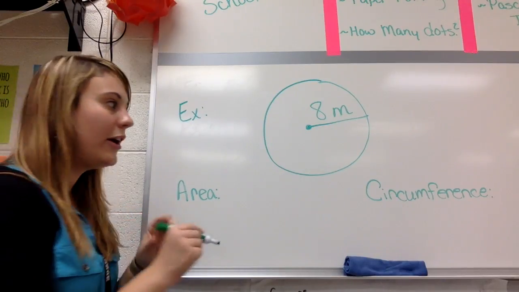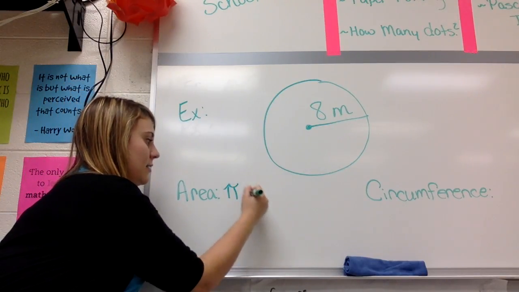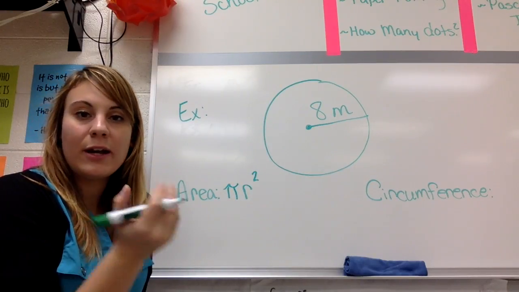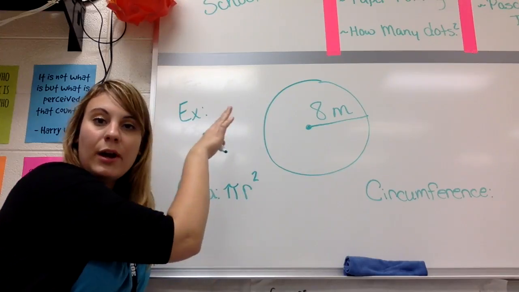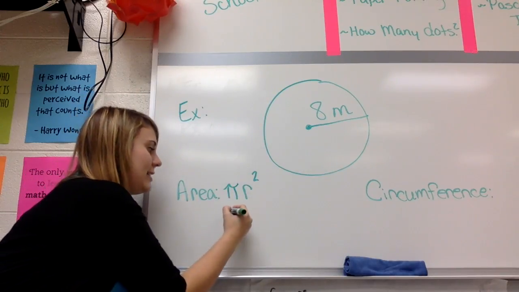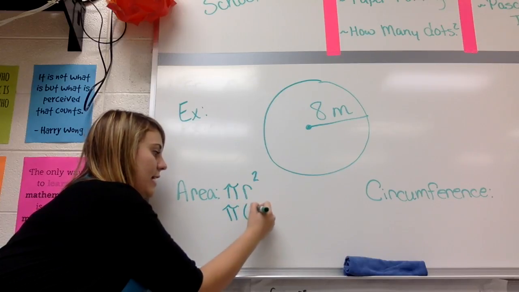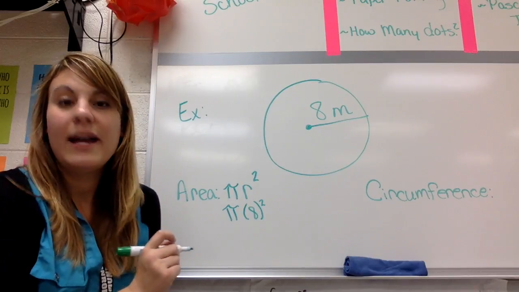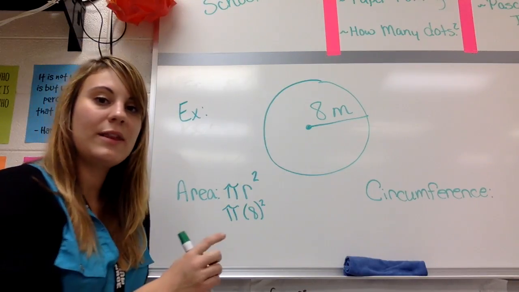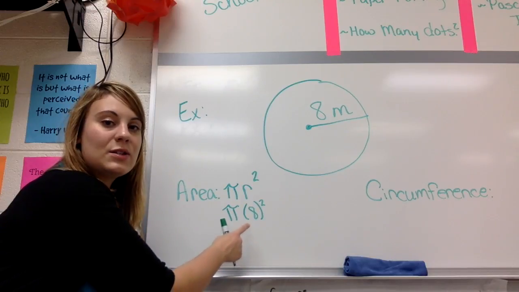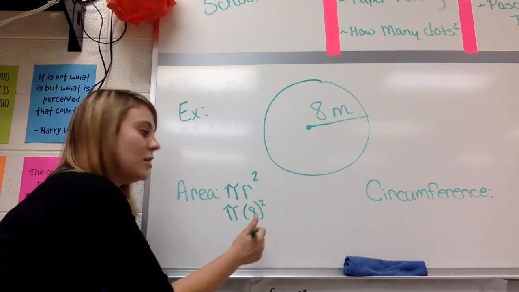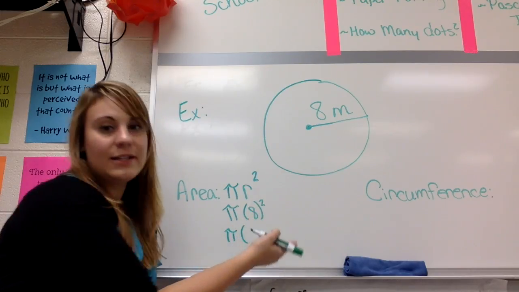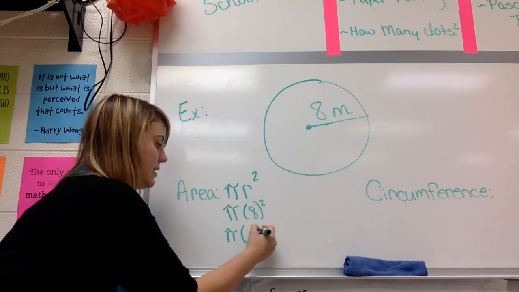All right, so remember, our area formula is pi times the radius squared. So the first thing we're going to do is take the actual number of our radius and plug it in. So our radius is 8. So we're going to plug that into the formula. All right, and then we evaluate. Make sure with the area formula, you are always squaring your radius first. So we're going to leave that pi out front for now, and we're going to figure out what 8 squared is. So 8 times 8, that is 64.